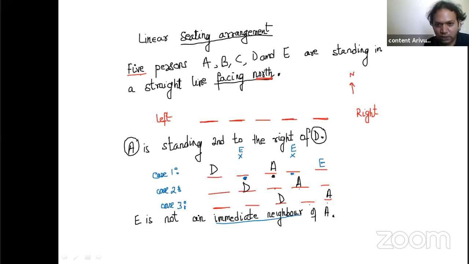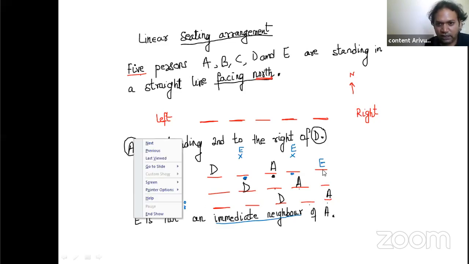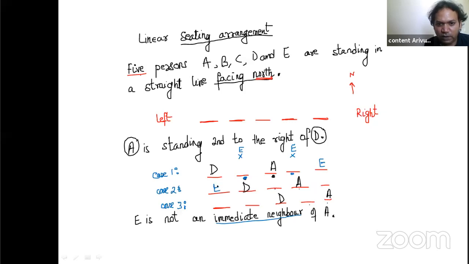Okay, so in the first case I got E in the rightmost place. Similarly, in the second case, E will be in the leftmost place, and in the third case there would be two possibilities for E, this one also and this one also. Clear? So there are three possible scenarios for E. You're understanding? So let's see here.